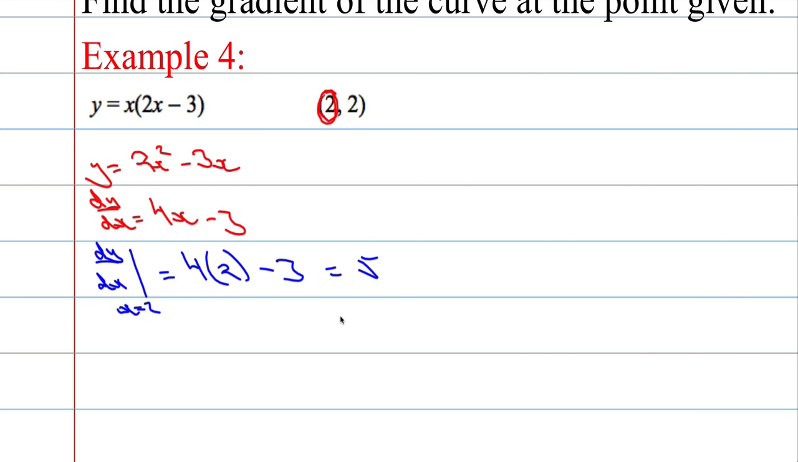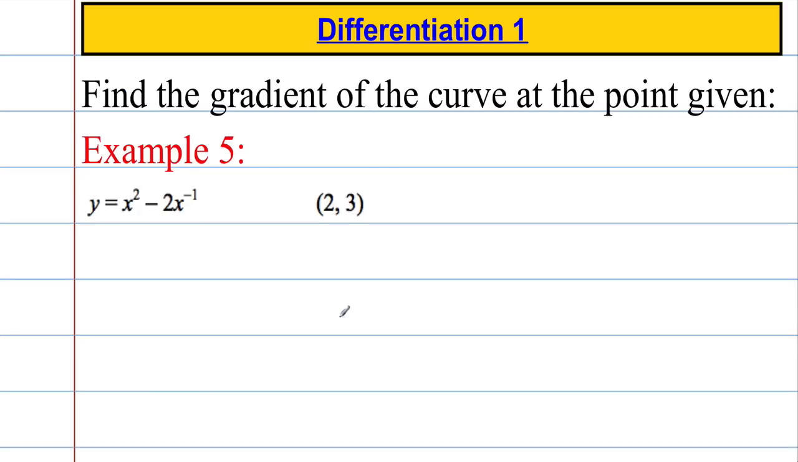Okay, excellent. Well, another question. I want to find the gradient of the curve at the point given. So, same idea again. Find the gradient function, dy by dx. The gradient function, dy by dx, will be equal to, power comes down in front, multiplied by the coefficient, which is going to be 2. Reduce that power by 1. And then, same idea again, power comes down in front. So negative 1 times negative 2 is positive 2. Reduce that power by 1 gives me negative 2. So that's the gradient function.